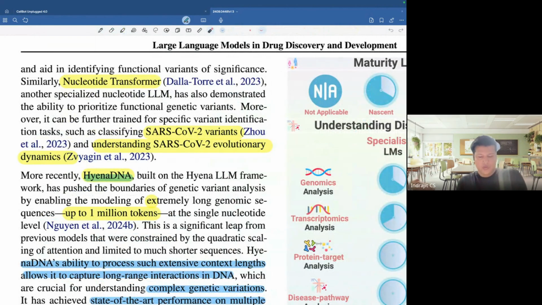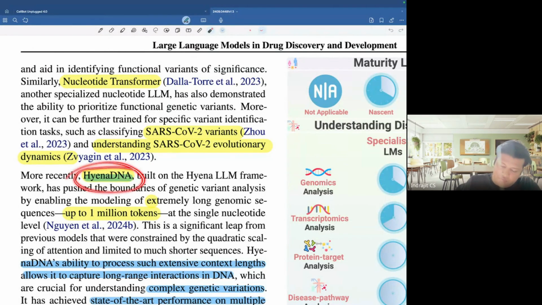So nucleotide transformers, which I was talking about, is another specialized nucleotide LLM that has also demonstrated the ability to prioritize functional genetic variants. It can also be further trained for specific variant identification tasks, such as classifying SARS-CoV-2 variants or understanding SARS-CoV. Basically, during COVID, people may have used these kinds of LLM models for identifying genetic variants.